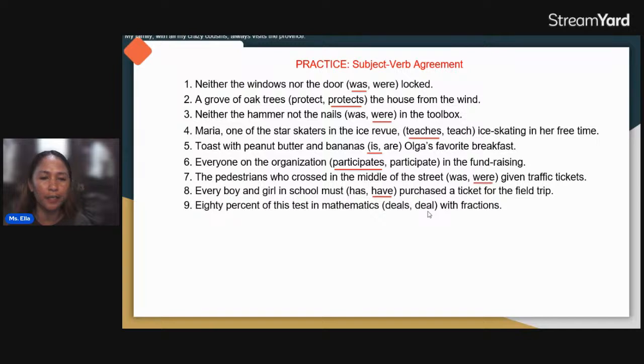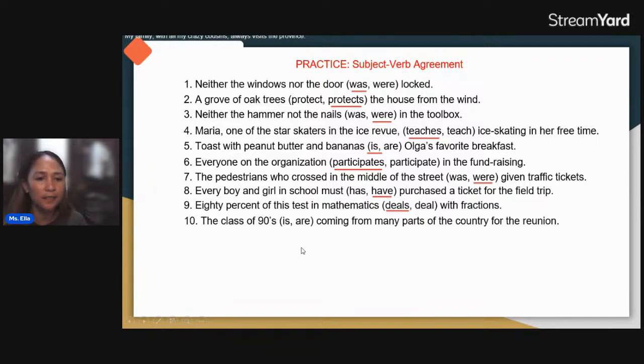Okay, so for number 9, the correct answer is deals. Why deals? Again, it's in a measurement form. So 80% of this test in mathematics is a measurement, which means it's considered singular. We must take a singular verb.